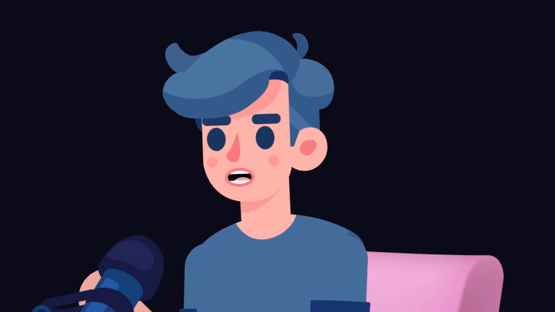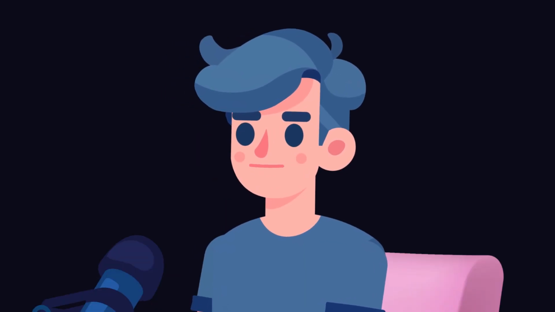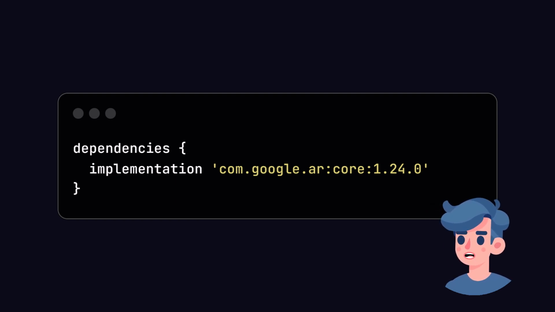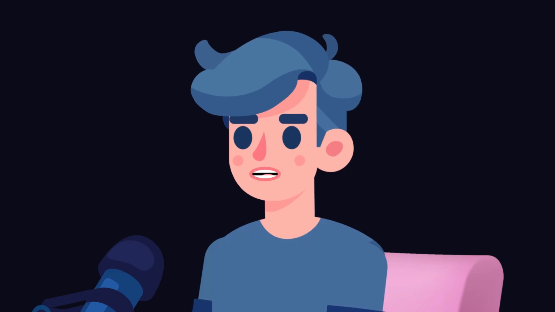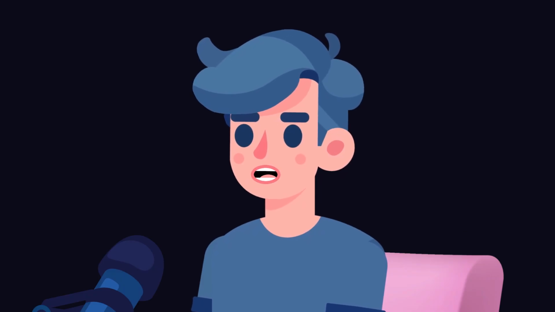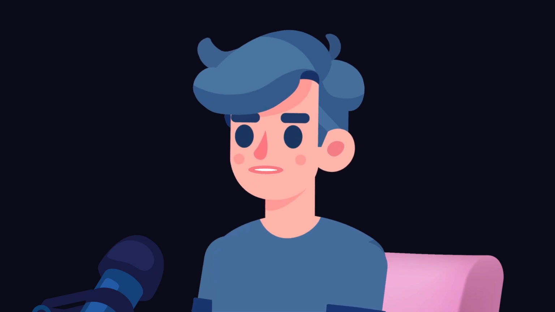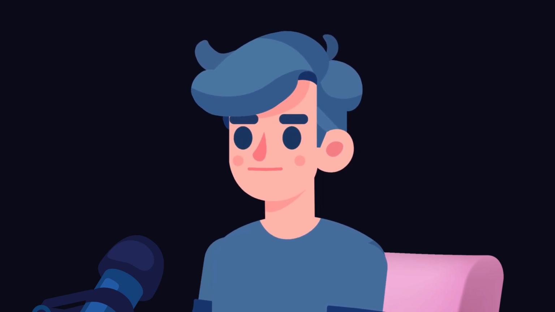Start by creating a new project in Android Studio. Choose Empty Activity for a clean slate. Next, we need to set the required dependencies for ARCore in our project's build.gradle file. Locate the app module and add the following dependencies. Sync your project to download the ARCore library. This library provides the backbone for creating AR experiences by enabling motion tracking, environmental understanding, and light estimation.